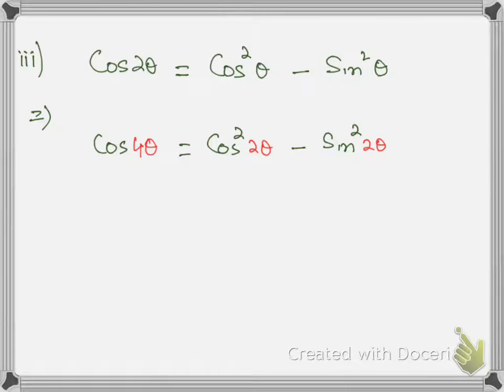Now cos 2 theta is cos square theta. This is the last formula. The angles are 1. If you want to write these formulas for 4, then the angle should be half here and here. Like the half of 4 is 2. Half angle.